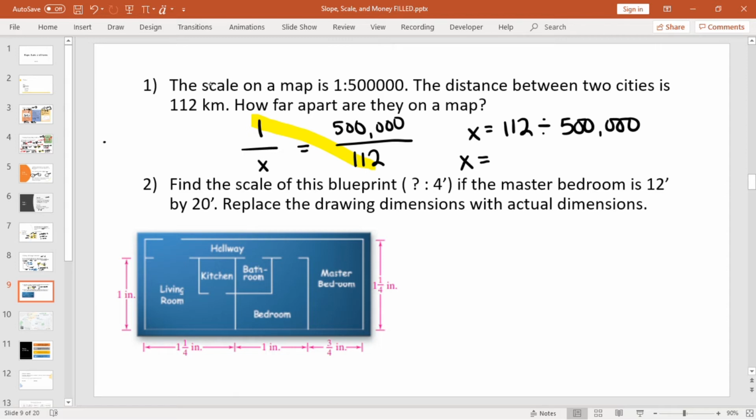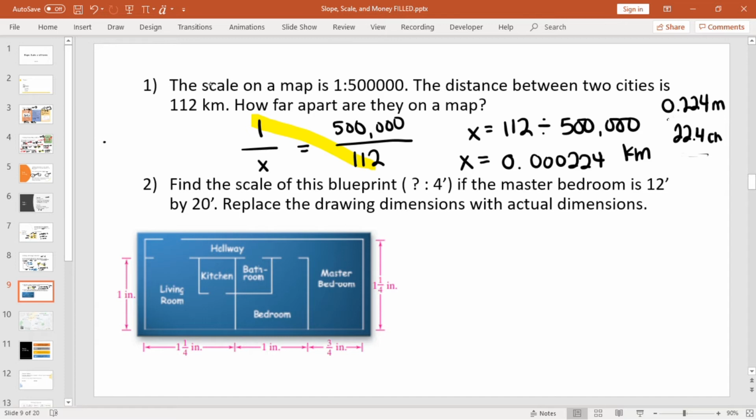Okay, that's not particularly useful to me, so I'm going to start changing it. If I multiply by 1,000, I'll get meters. Also not super useful if I'm looking at a piece of paper, and if I, let's say, multiply by 100, I'll get centimeters. Okay, so how far apart are they on the map? 22.4 centimeters.